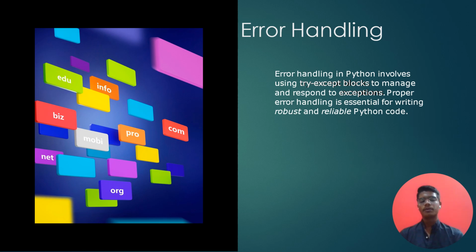It is very common to get an error while programming. So let's talk about error handling. Error handling in Python involves using try-except blocks to manage and respond to exceptions. Proper error handling is essential for writing robust and reliable Python code.